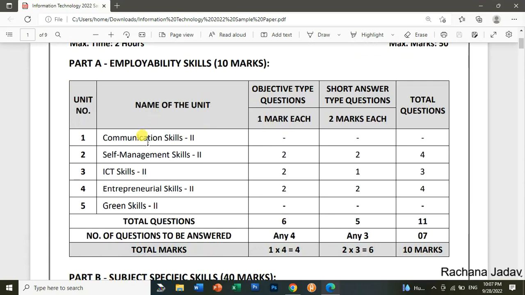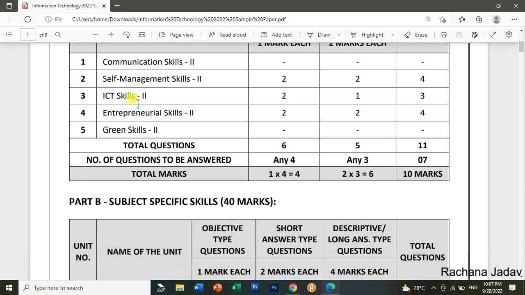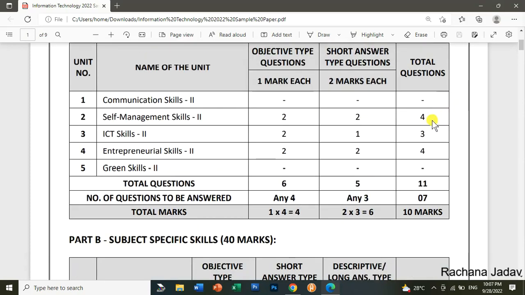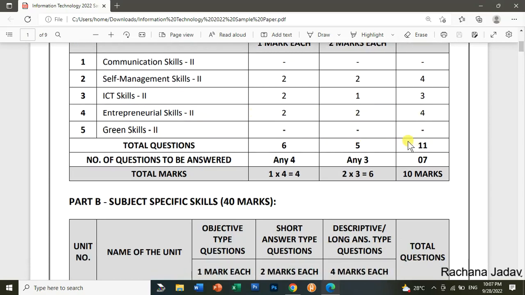उसमें आपको पता ही है that 5 units are there and also you can see over here that communication skills, in that no marks. Self management, yes, there is 1 mark each. उसमें 2 questions आपको आएंगे 2 mark के. Then short answer type questions, that will be two questions of 2 marks. So you can see it over here, right? So after that, next is per 4 mark, total question will be of 4 questions आपको मिलेंगे. ICT में आपको 3 questions मिलेंगे. Entrepreneurial skills, in that you will get 4 questions. Green skills, in that no questions are there.